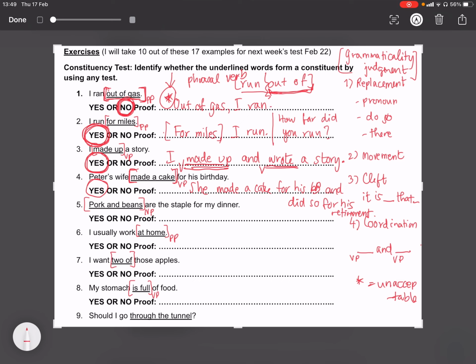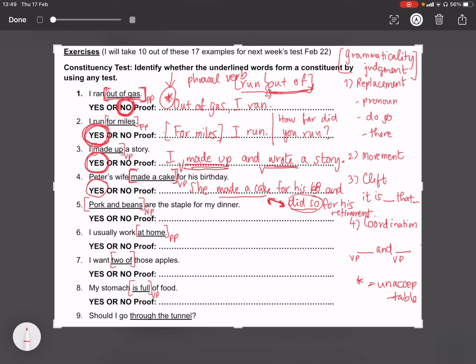to make something, and that something is a cake. And you replace it with did so in order to say that did so means made a cake. So this one means she made a cake for his birthday and she made a cake for his retirement. And we replace made a cake with did so. Okay. Number 5 is very easy.